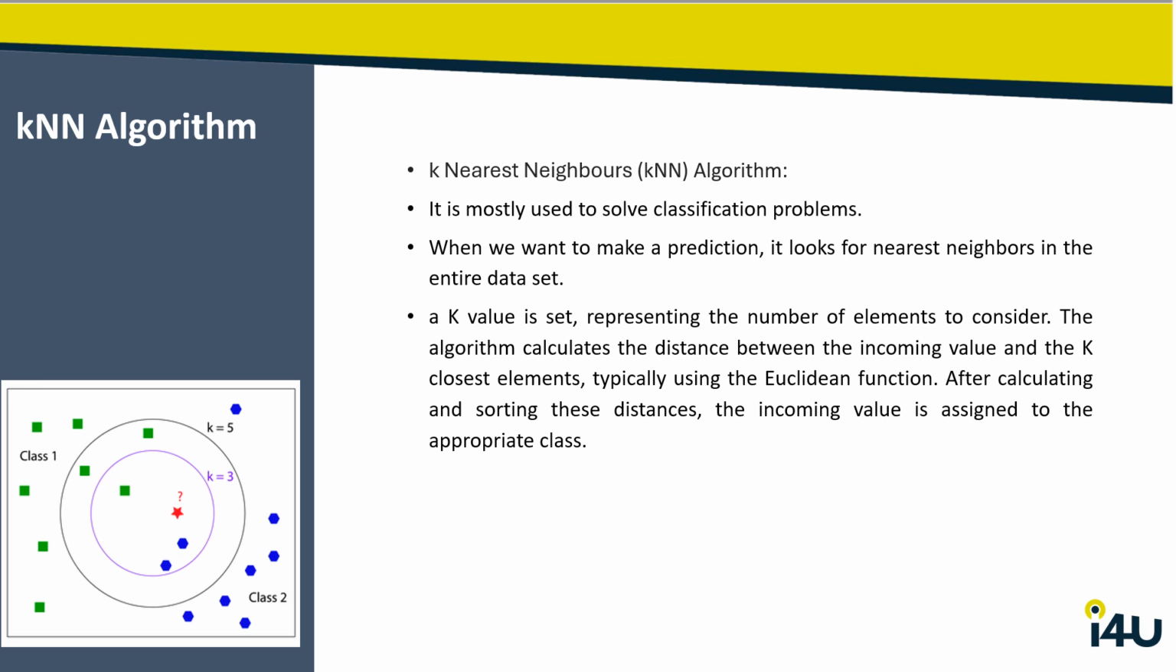In the operation of the algorithm, a k-value is set. This k-value means the number of elements to look for. When a value is received, the distance between the incoming value and the k closest elements is calculated. Euclidean function is usually used for distance calculation. After the distance is calculated, it is sorted and the incoming value is assigned to the appropriate class.